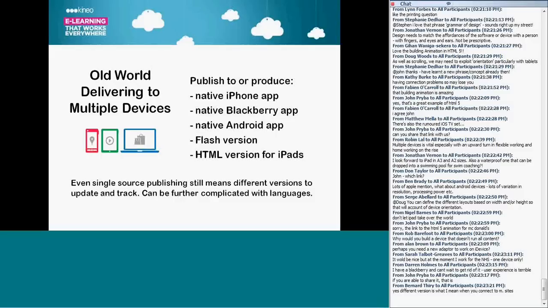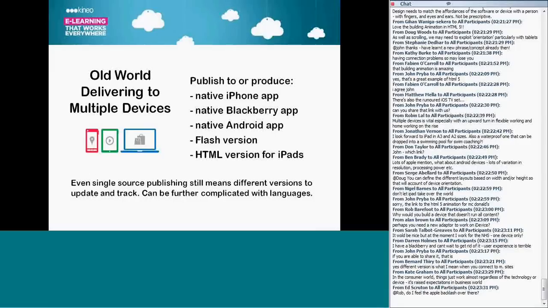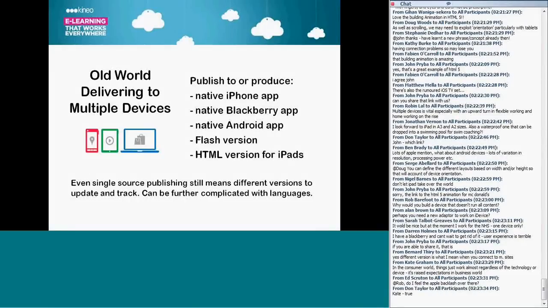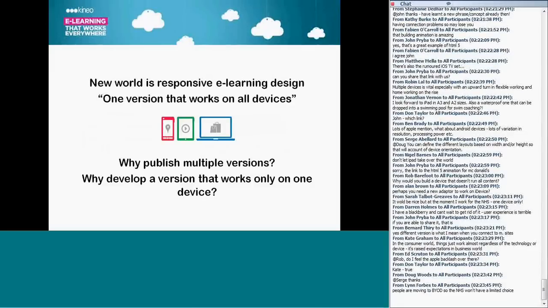So you have different SCORM objects that you then have to update, you have to track, you have to distribute some way to people's devices. And if you end up with 4 or 5 versions, then you've got to have different language versions. It gets very complicated. But I think that's really the current world where a lot of people are going at the moment, is producing different versions.